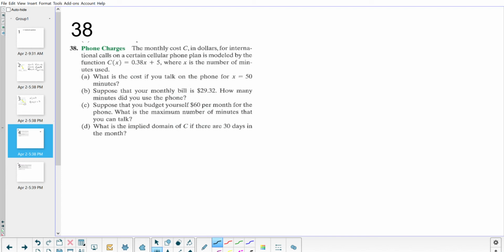What I have been having questions on is, oh, and I guess part C, suppose that you budget yourself $60 per month for the phone. What is the maximum number of minutes you can talk? Well, if 0.38 X plus 5 represents the amount you spend, you're only allowing yourself to spend 60, so you need this cost to be less than or equal to 60.